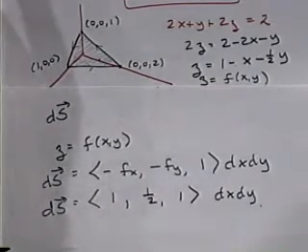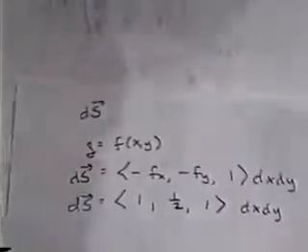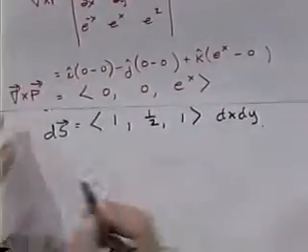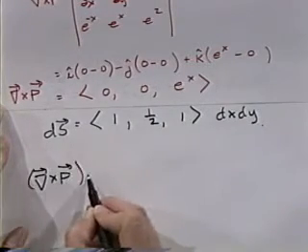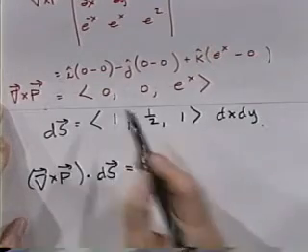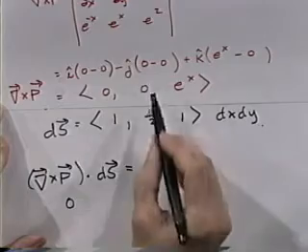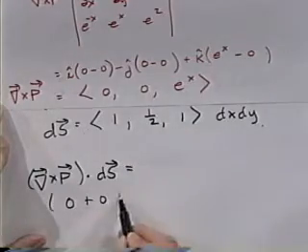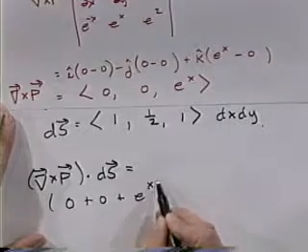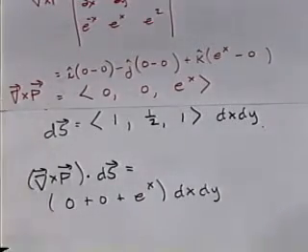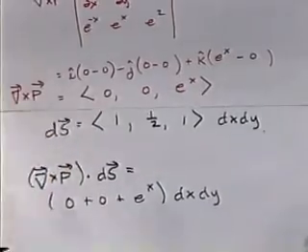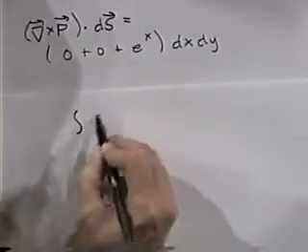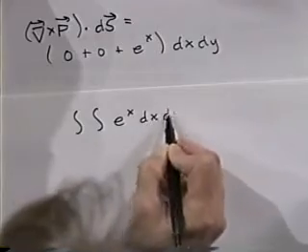Okay, so now we're ready to do del cross f dot dS. So here's my del cross f. So del cross f dot dS is going to be, let's see, 0 times 1 is 0. 0 times a half is 0. And e to the x times 1 is e to the x dx dy. Okay, so we are ready to do our integration of the integral of e to the x dx dy.